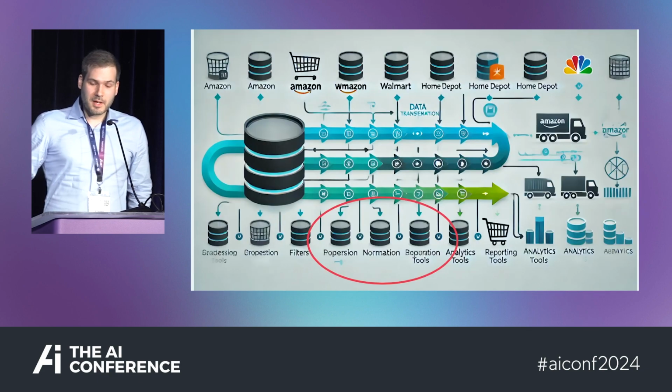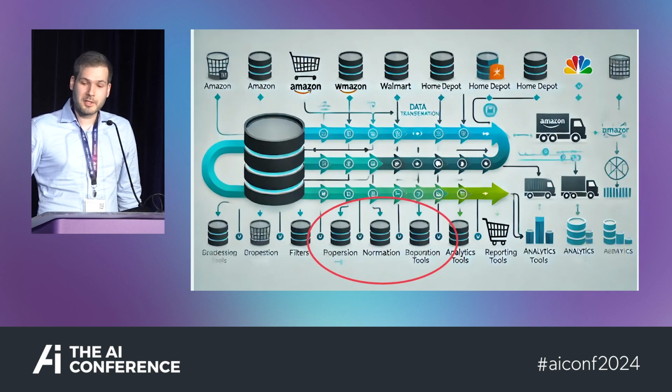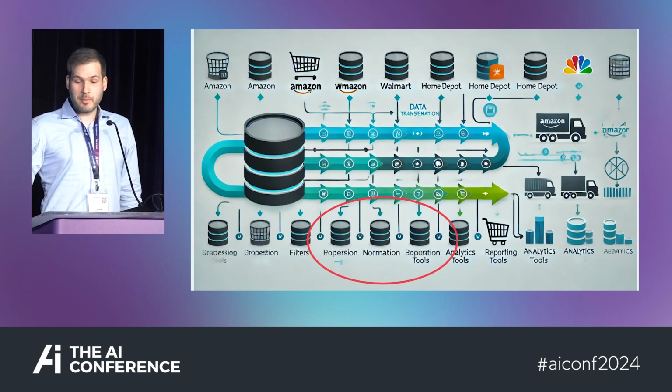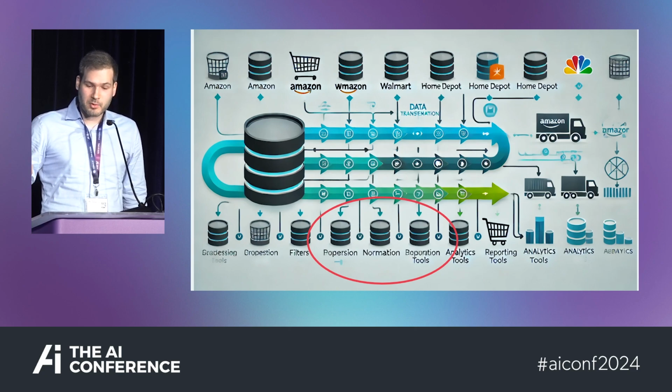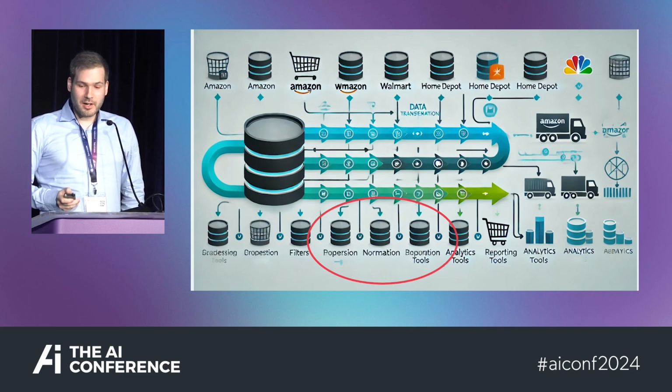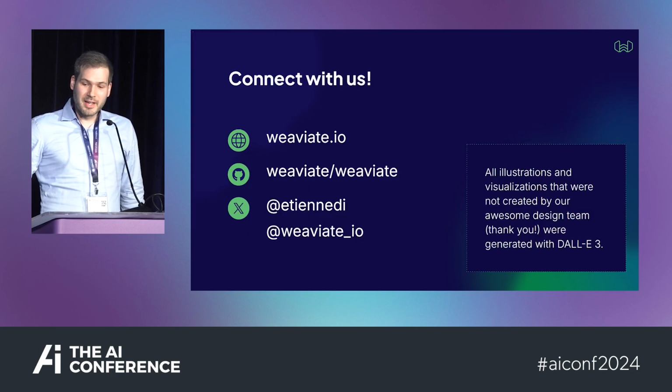And here, this is my favorite one. You've heard it here first. So new tools in AI, the new trends are pupurtion, normation, boperation tools, and tropestion. Don't ask me what those are. I have no idea, but I'm sure they're going to play a large role in AI in the future. Thank you so much.